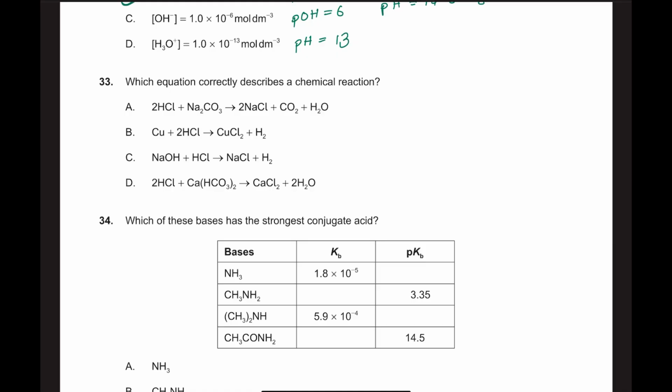Okay. Now the first reaction looks completely right. It's balanced. Everything looks good in the first reaction. Also, this reaction obviously occurs. So probably I'll choose A. Well, let's check the other options.